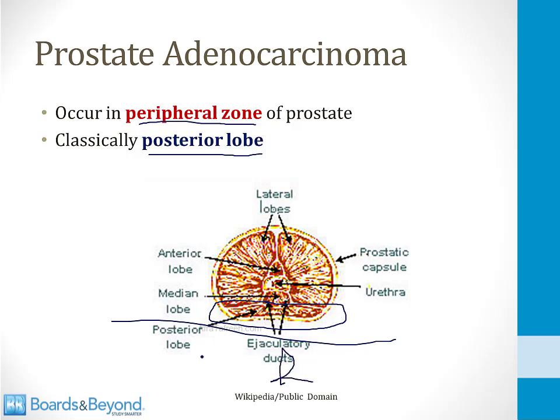What this means is that since prostate cancer often occurs in the posterior lobe, you can sometimes palpate a nodule by digital rectal exam in cases of prostate cancer.